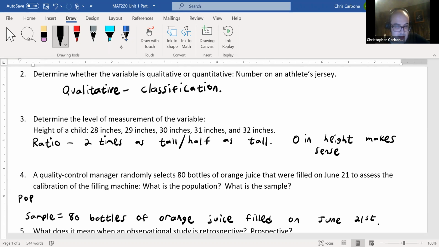And because the sample is a very small amount of the population, the population is going to be all bottles of orange juice filled on June 21st.